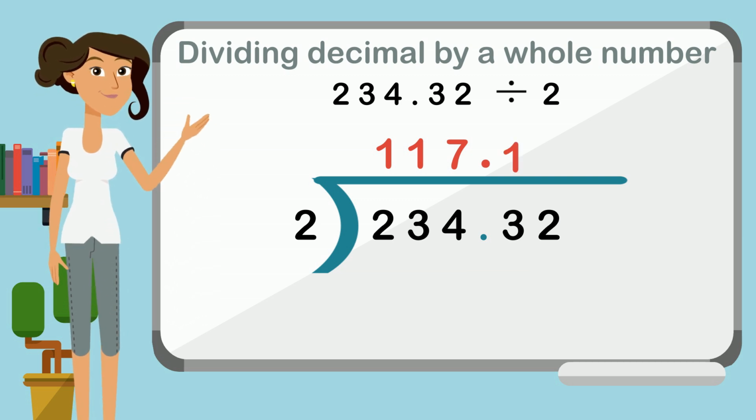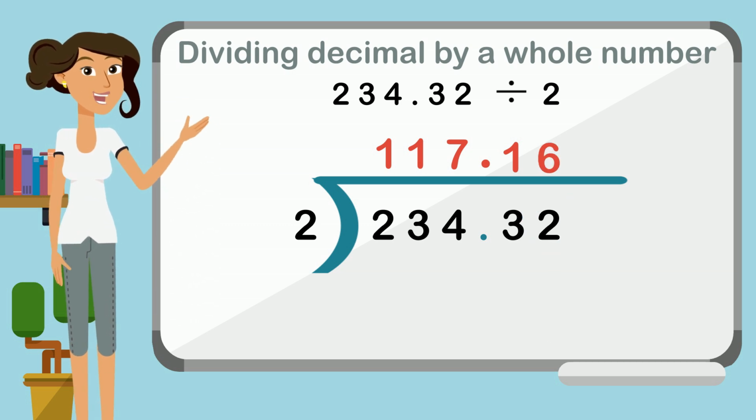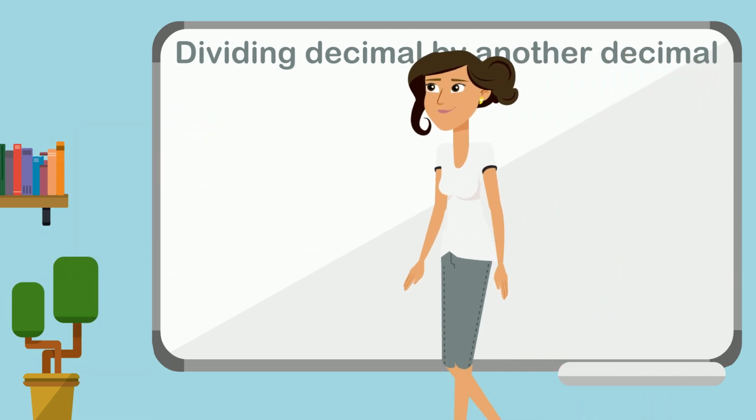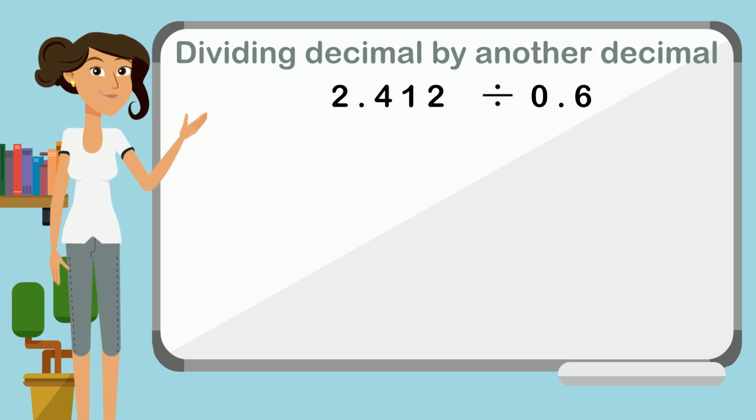3 divided by 2 is 1 with a remainder of 1. Lastly, 12 divided by 2 is 6. So the final answer is 117.16. Now, let's take it a step further and divide a decimal by another decimal. For example, 2.412 divided by 0.6.